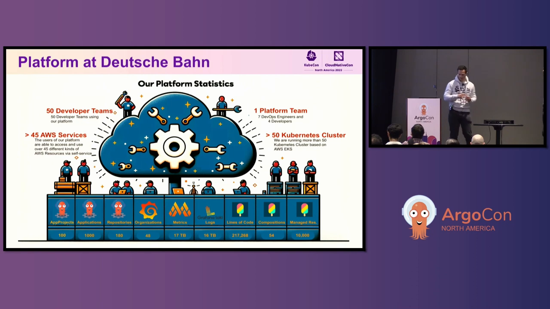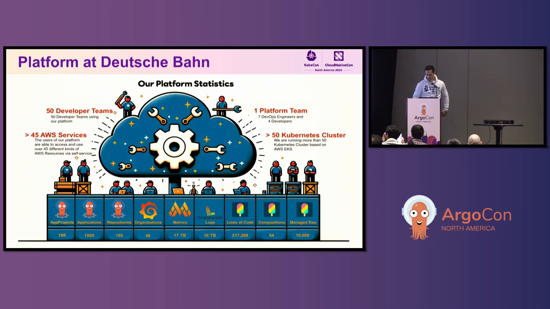From the monitoring perspective, our monitoring stack consists of Grafana, Mimir, and Loki. We have 48 different Grafana organizations and manage 17 terabytes of metrics and 16 terabytes of logs. In Crossplane, we currently have 54 compositions, which result in over 2,000 lines of code, but most of them are generated by Helm, which we use to provide our Crossplane package. We also have about 10,000 managed resources. This means we are handling over 10,000 external resources, like AWS S3 buckets or applications in Argo CD, with our platform.